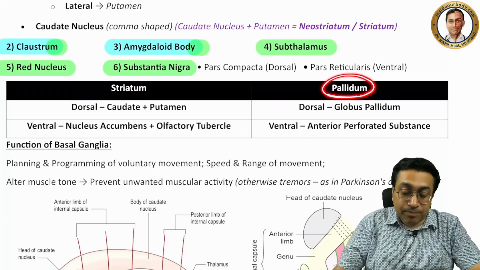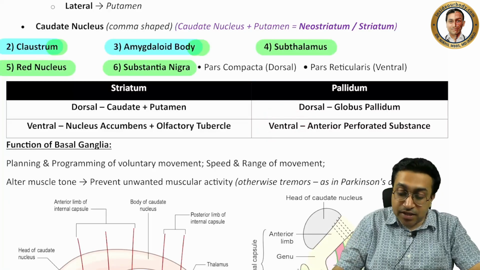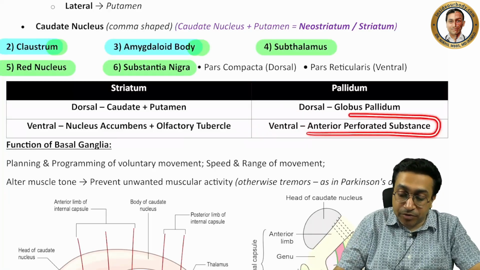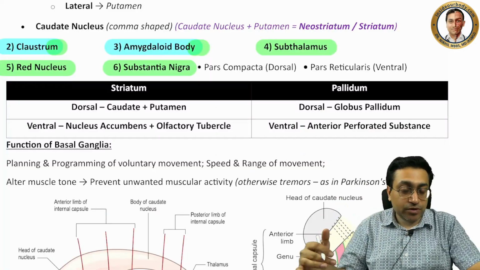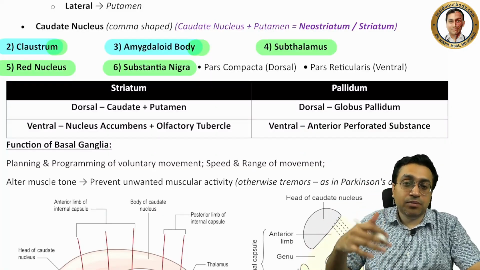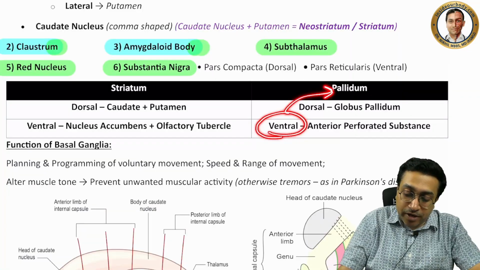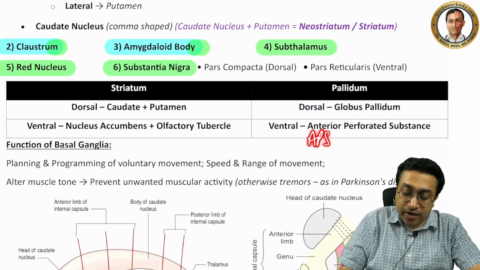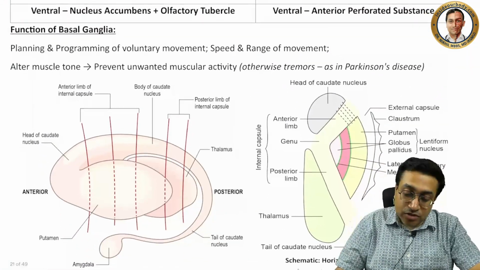The pallidum, again, the ventral pallidum, has the anterior perforated substance. Okay, the anterior perforated substance, posterior perforated substance, there are some things which will come again and again. Okay, so that is the part of the ventral pallidum, the APS, anterior perforated substance. All right. Next we see the functions of basal ganglia.